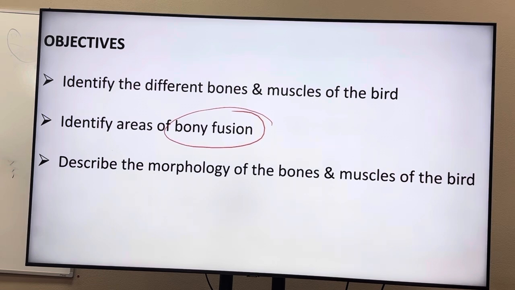And also the muscles. When we talk about the muscles here, of course there are several muscles, as we have seen in mammals, but our primary focus here will be muscles of flight. So I wouldn't mind channeling all my energy talking about muscles of flight alone.